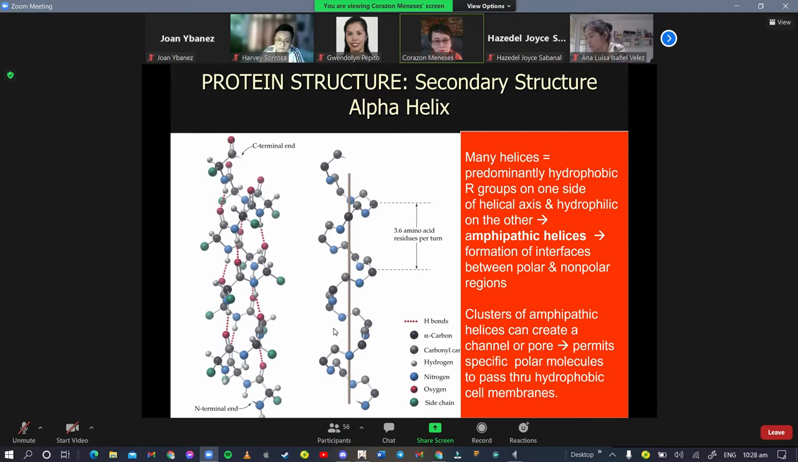So this can actually form interfaces between polar and non-polar regions, so much so that it can play an important role in the formation of clusters of amphipathic helices, which can create a channel or pore in the membrane. And that is how your transport membrane proteins are formed. Okay, so it will allow polar molecules to come into the cell.